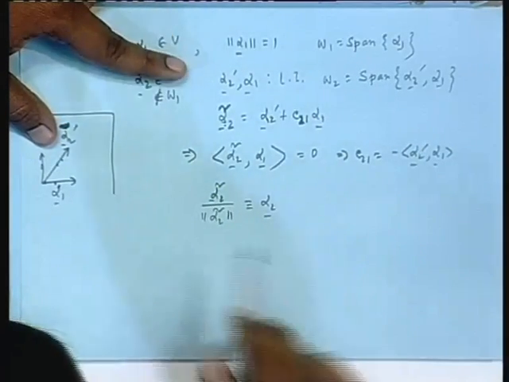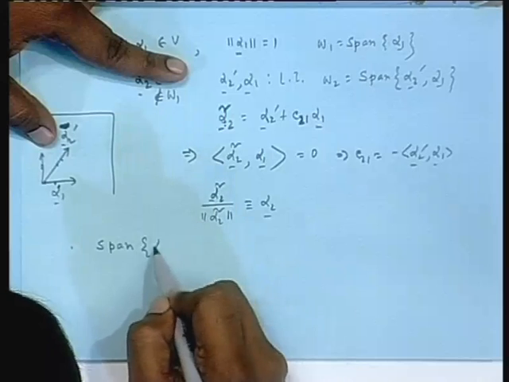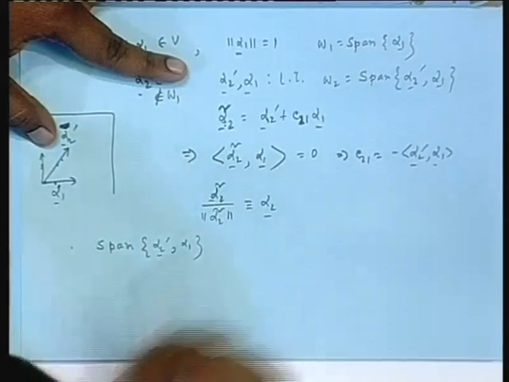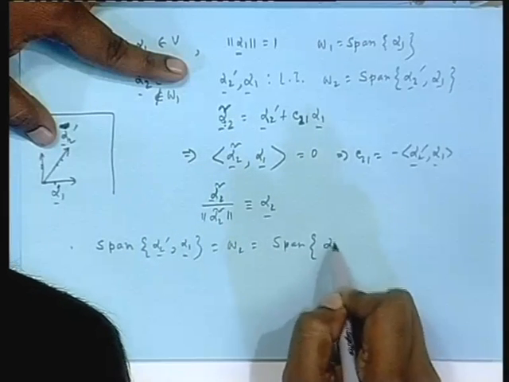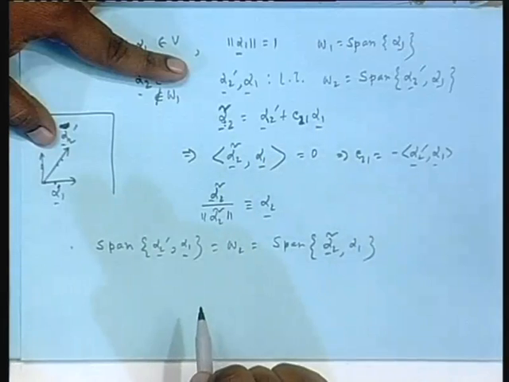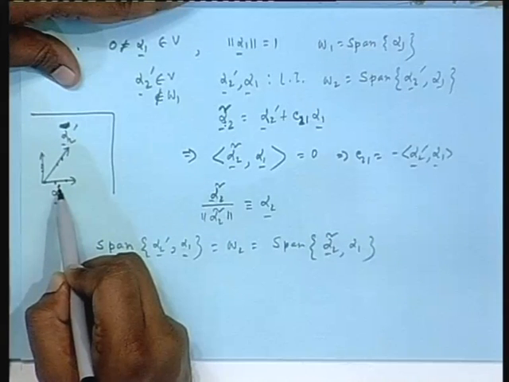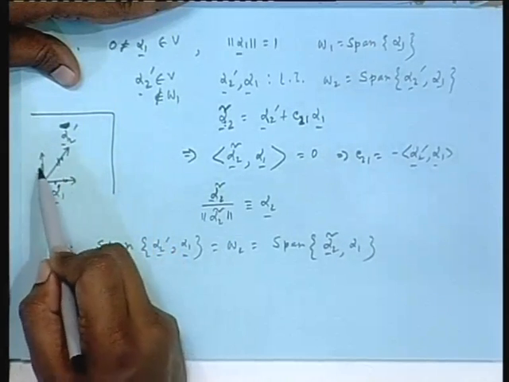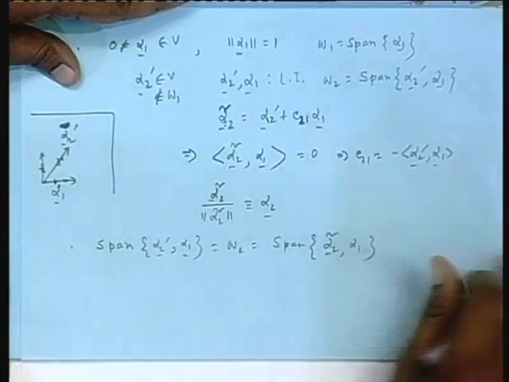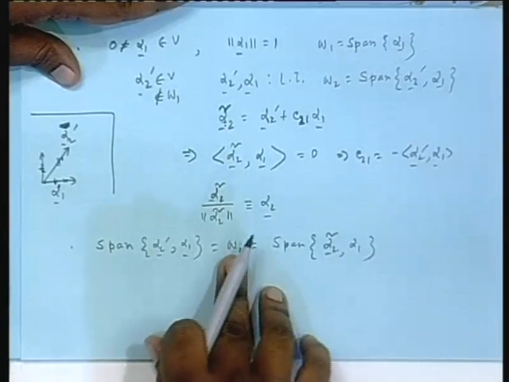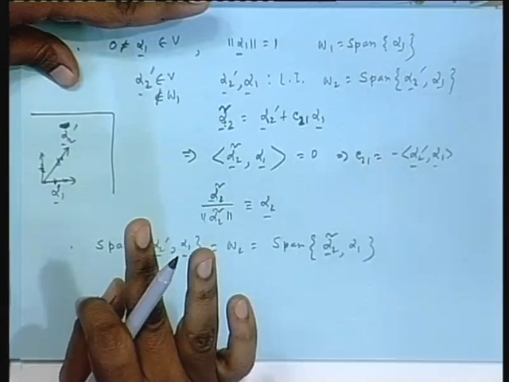Now, one thing you see. I make the claim that the span of alpha 2 prime and alpha 1, which I call W 2, is the same as the span of alpha 2 tilde and alpha 1. That is, the span of these two lines is the same as the span of these two lines. You understand what I am trying to say? Span of these two is the same as span of these two, but these two are orthogonal. So, I will prove it, but that means for W 2, we started with a non-orthogonal basis and got an orthogonal basis.